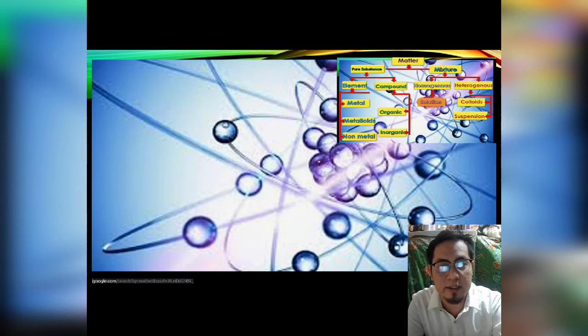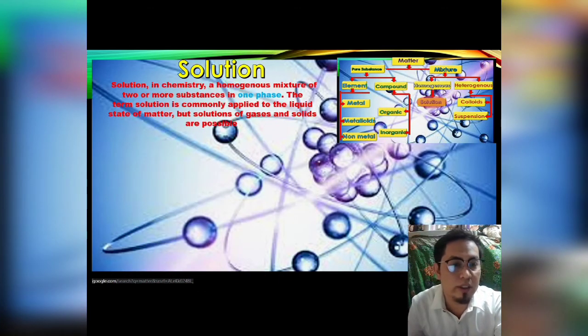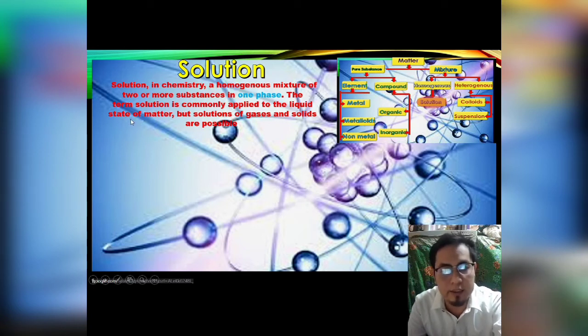Okay, next, under homogeneous we have solution. Solution in chemistry is a homogeneous mixture of two or more substances in one phase. The term solution is commonly applied to the liquid state. So when we say solution, basically it is for liquid. But solutions of gases and solids are possible. There we also have solutions which are gas and solid.